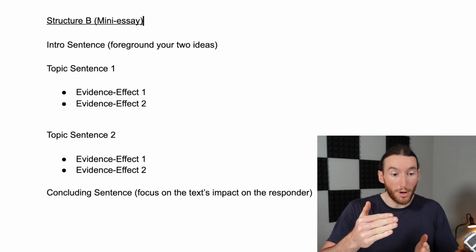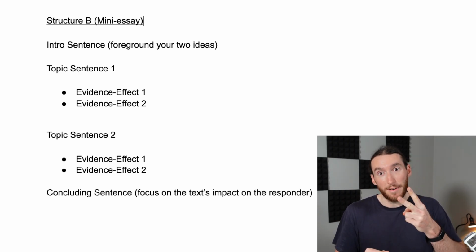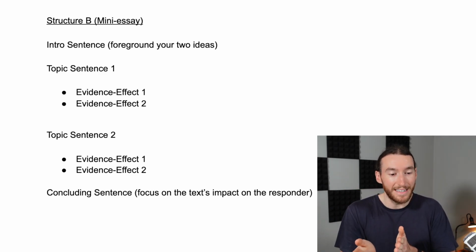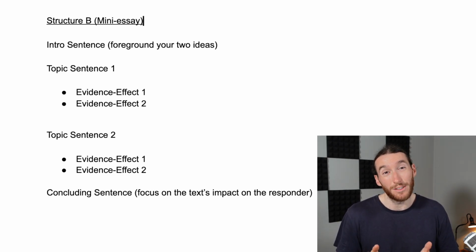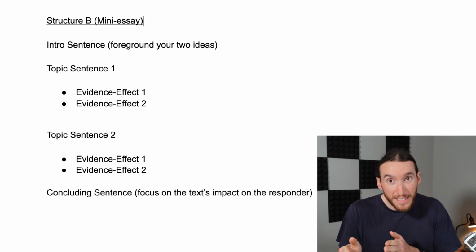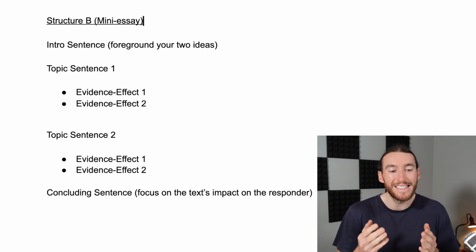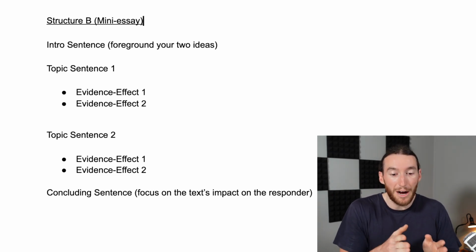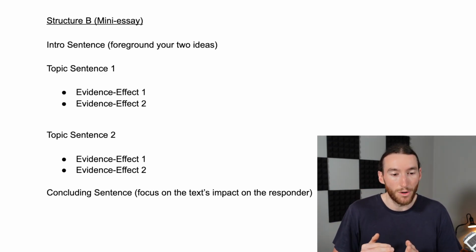Then in your first body paragraph, you would do 1 topic sentence with the first idea, 2 pieces of evidence explained and linked to the question. Then do the same in the next body with your second idea, and then 1 concluding sentence. And in that concluding sentence, I like to focus on the impact of the text on the responder in relation to the key terms of the question. So it is similar to your thesis, but you may want to frame it slightly differently in that you're focusing on how it impacts on the responder, so you're not completely repeating your thesis or your introductory sentence. Okay, so that's the way I would do that.